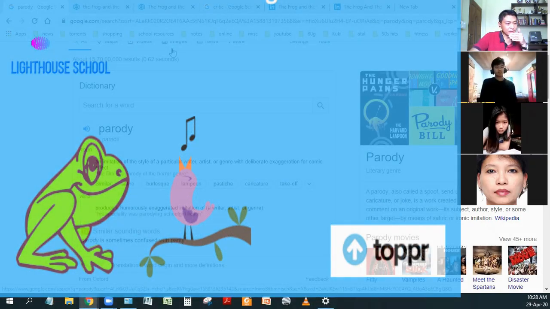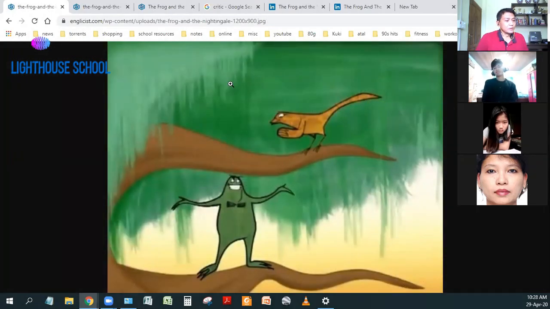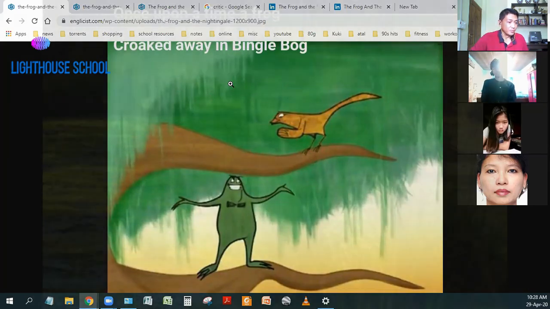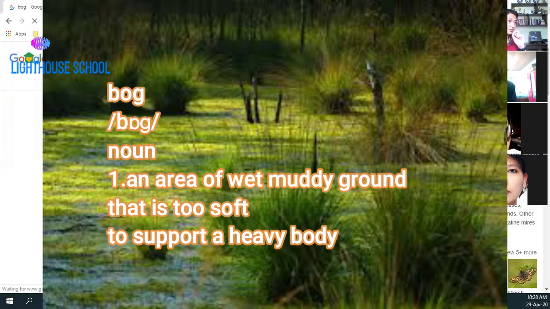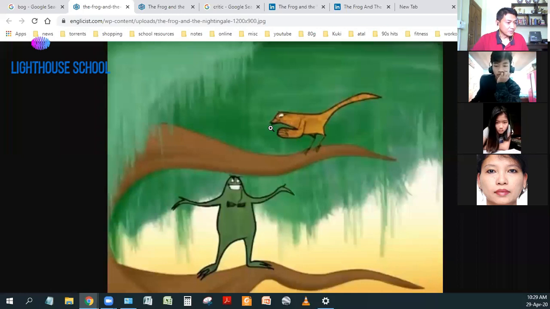Now, the poem has a very simple language. It's not really very difficult to understand. Once upon a time, a frog croaked away in Bengal bog. What is a bog? A bog is an area of wet and muddy ground that is soft. And once upon a time, a frog croaked away in Bengal bog. So he was in a bog.